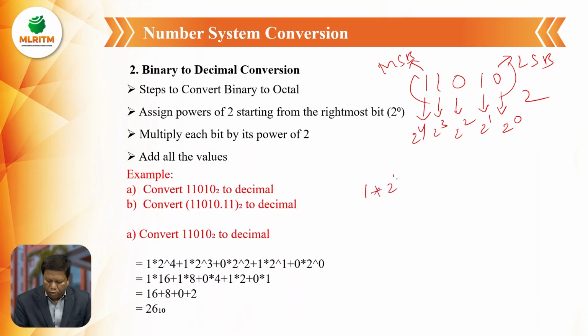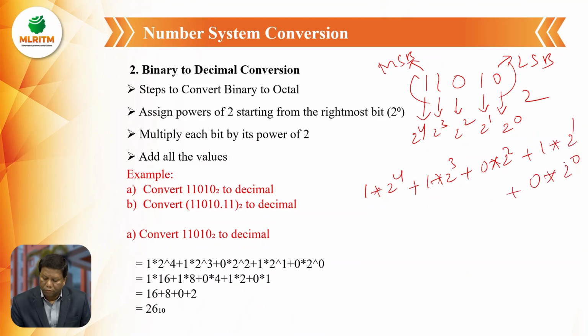1 into 2 power 4 plus 1 into 2 cube plus 0 into 2 square plus 1 into 2 power 1 plus 0 into 2 power 0. 1 into 2 power 4 we can write as 16, plus 1 into 2 cube, 8. 1 into 8 we can write as 8, plus 0 into anything will get 0 only.